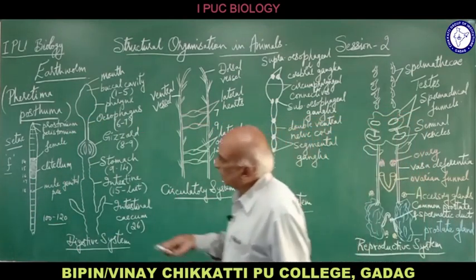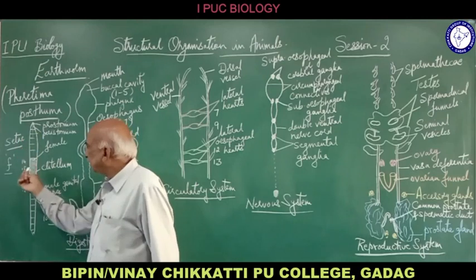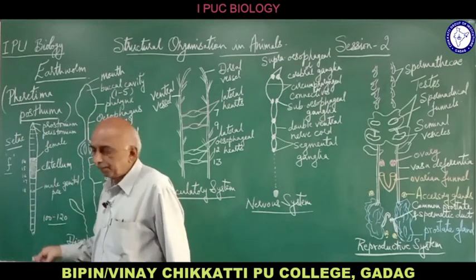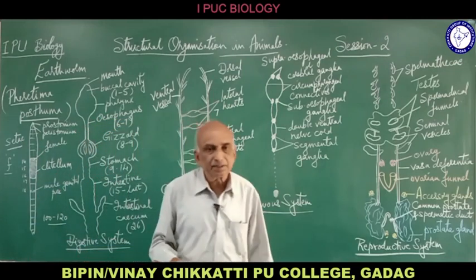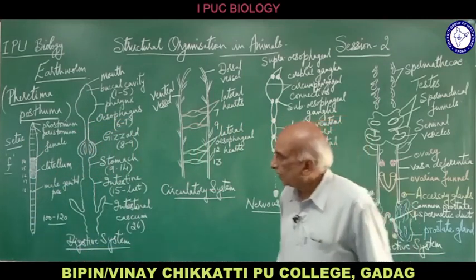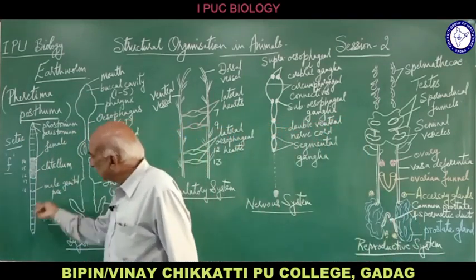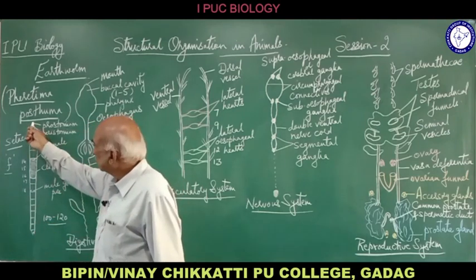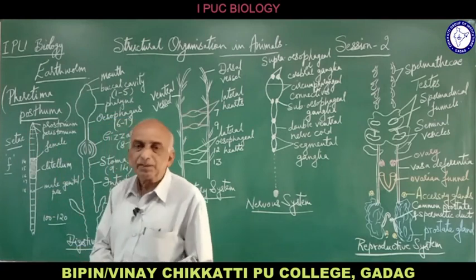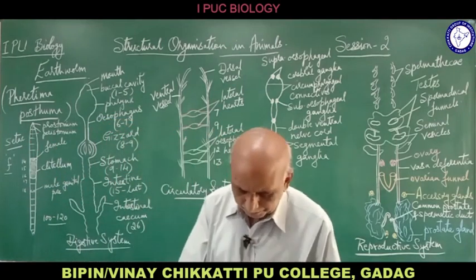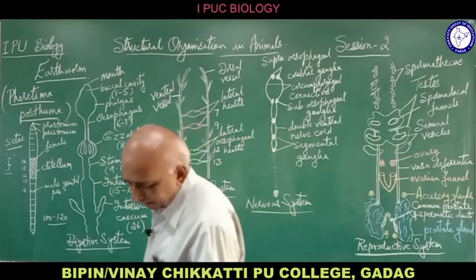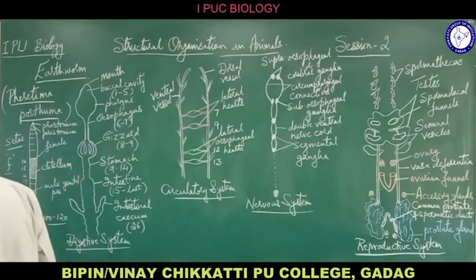Setae are absent in the first segment, clitellum, and in the last segment. In all the other segments there are setae which help in locomotion. So that is about the morphology of the earthworm. This is the prostomium, where the mouth is present. The prostomium is the region where the mouth is located.